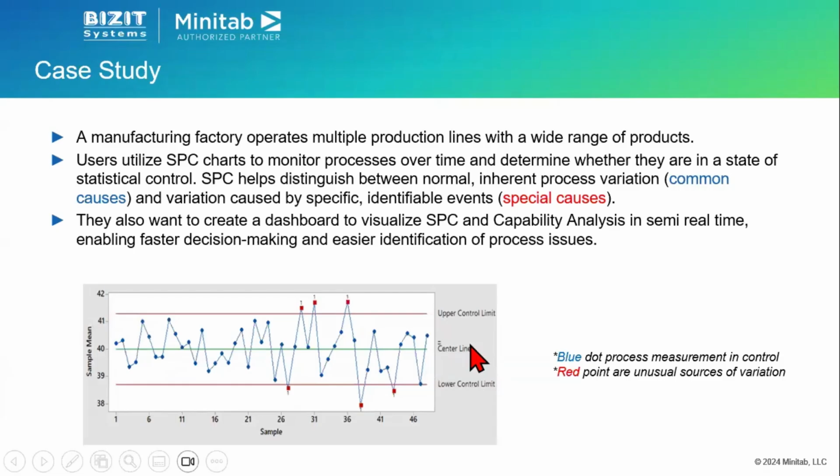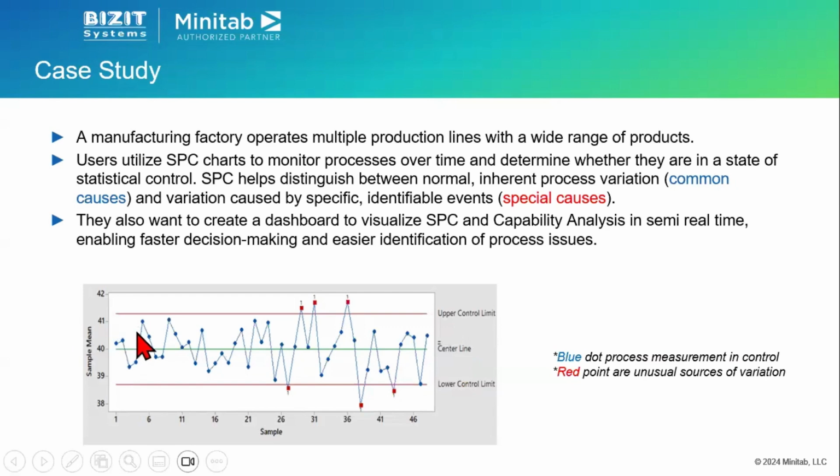SPC, we also call the control chart. The blue points, or we call the data points, are the measurements collected over time. For example, dimensions, thickness, length. And the green line is called the center line, the average or expected value of the process. And the red lines we call the upper control limit, UCL, and the lower control limit. These are the highest or lowest values the process should reach under normal variations.